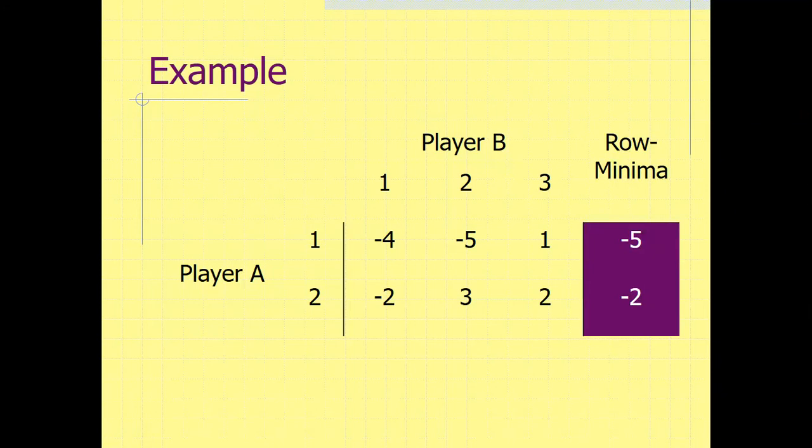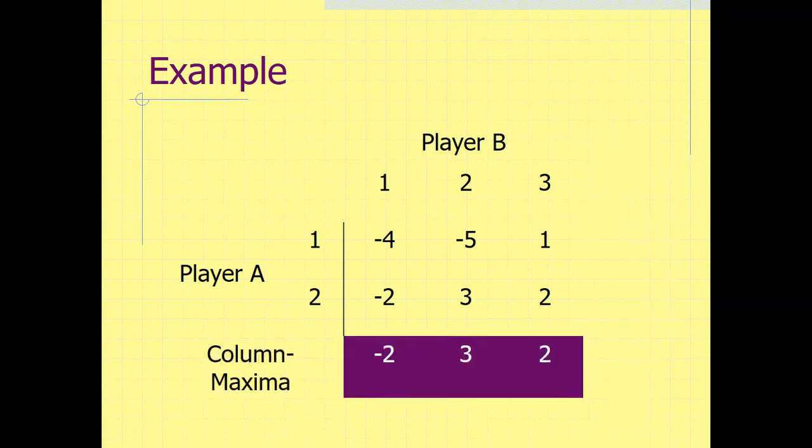From this table, it may be noted that the player A will get at least -5 if he plays the first strategy and will get at least -2 if he plays the second strategy. And out of these two strategies, he would like to play safe by adopting the strategy 2, in which he gets maximum -2 out of his minimum gains of -5 and -2. Thus, following the maximin principle, player A should choose strategy 2.